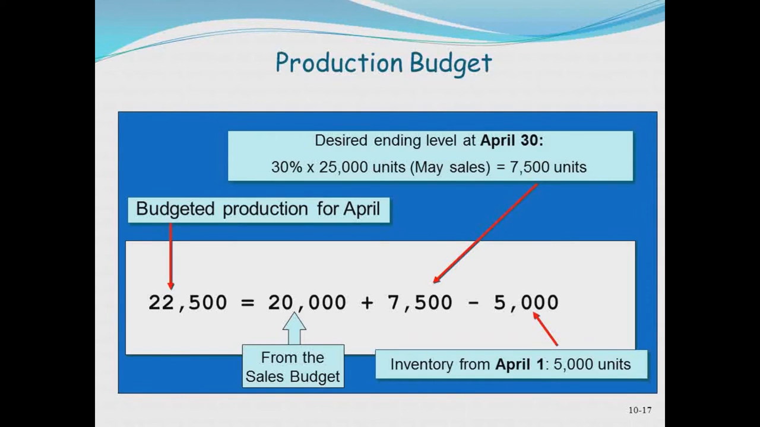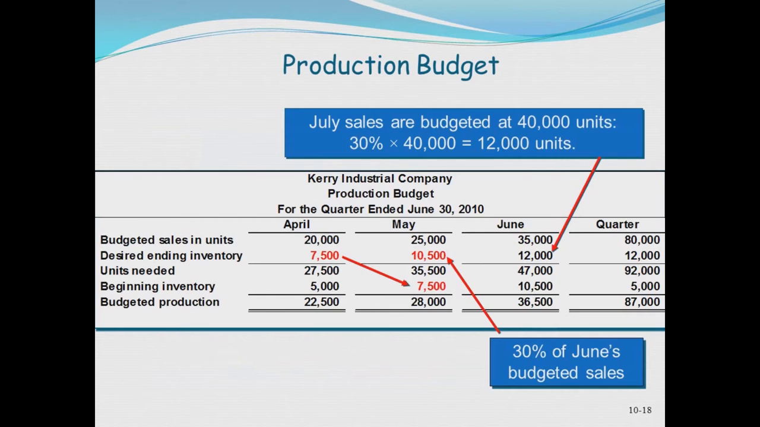So we have 20,000 that we expect to sell in April, plus 30% of 25,000 units, minus starting inventory at the beginning of April. So production in April will need to be 22,500. Shows where it all came from. And you can do that on a rolling basis all the way forward.